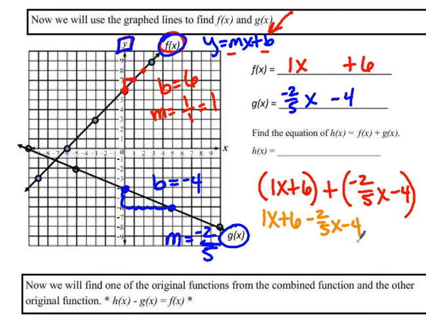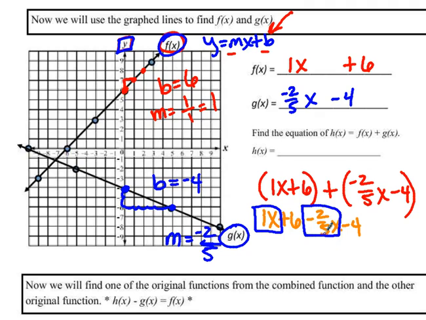Well, I've got my 1x and my negative 2/5 x. Now, I already know some of you are like, what? I got fractions. This is crazy. Well, if you have your graphing calculator, folks, just put 1 minus 2 over 5, math enter, and it's going to give you your fraction. Or remember that 1 is a whole number. 1 divided by 1 is 1, right? So look at my denominator, it's 5.